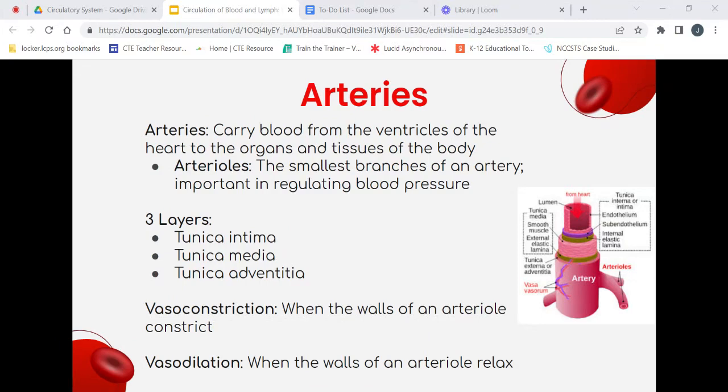With arteries, you have something known as vasoconstriction, which is when the walls of an arteriole constrict. Vasodilation is the opposite. That is when the walls of an arteriole relax. So constriction, constrict or get tighter. Dilation, relax. So vasoconstriction and vasodilation help maintain appropriate blood pressure and also help to regulate blood volume.